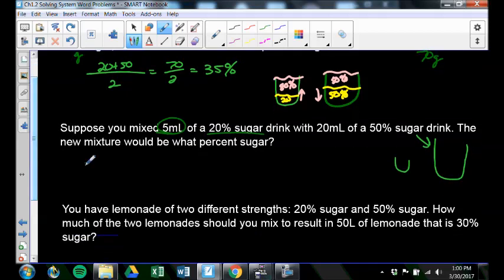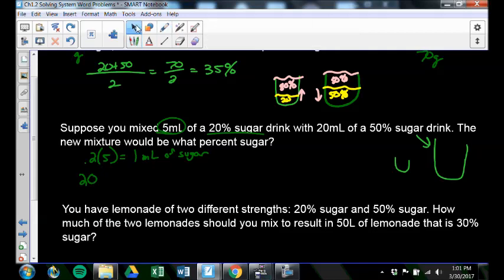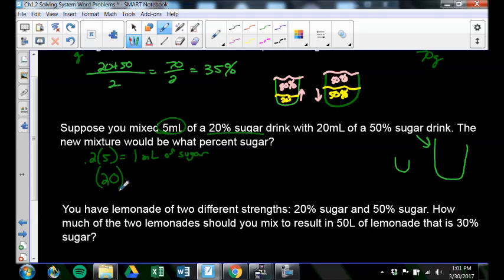What I can do is calculate 20% or 0.2 times 5, and that's actually 1. That means that there's 1 milliliter of dissolved sugar inside the first bottle. It has 1 milliliter of sugar. The second one is 20 milliliters in size, so it's much, much bigger. And it has 50% sugar. So instead of multiplying it by 0.2, I do 0.5, and that gets me 10. There's 10 milliliters of dissolved sugar in the second bottle.